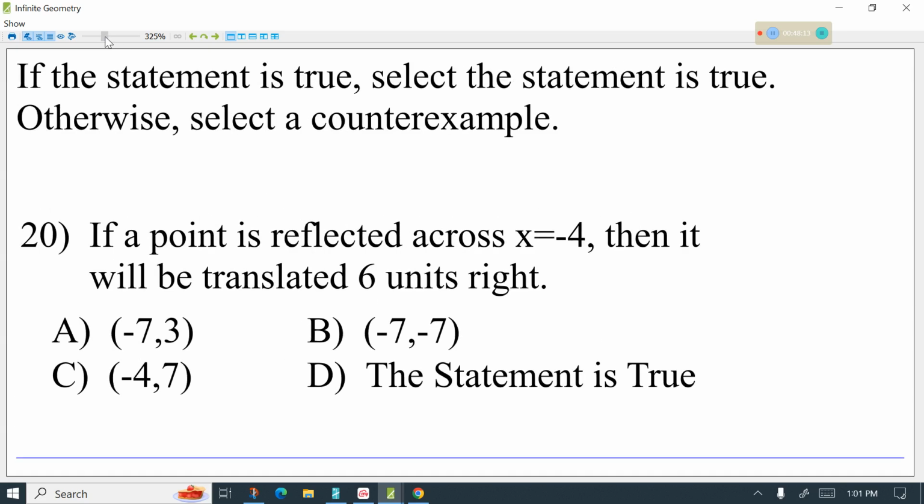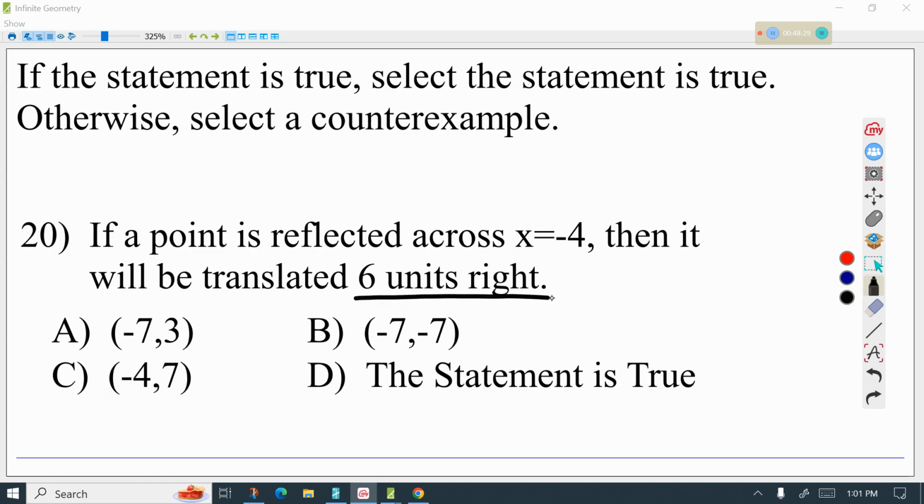Okay, now for number 20 here, we did this problem in class, but we should be able to see that this is a ridiculous statement, right? It just can't possibly be true for several reasons. Okay, one is that when you reflect the point, it doesn't always have to go 6 units right, and it definitely doesn't always have to go right, yeah? So all we have to do is find one of these points, but the real reason that we should be able to pick C is because C has an x-coordinate of negative 4, right?